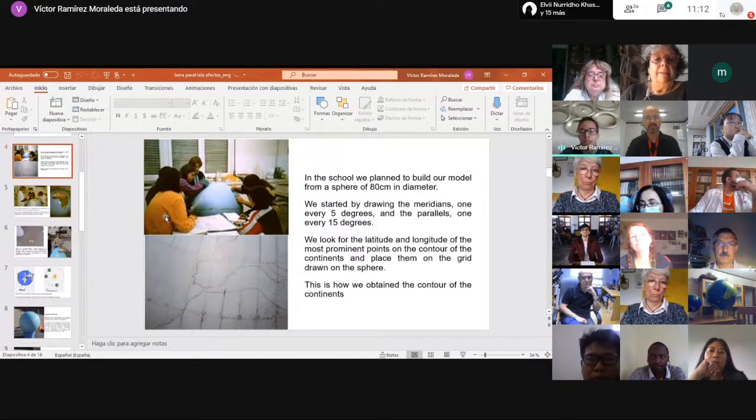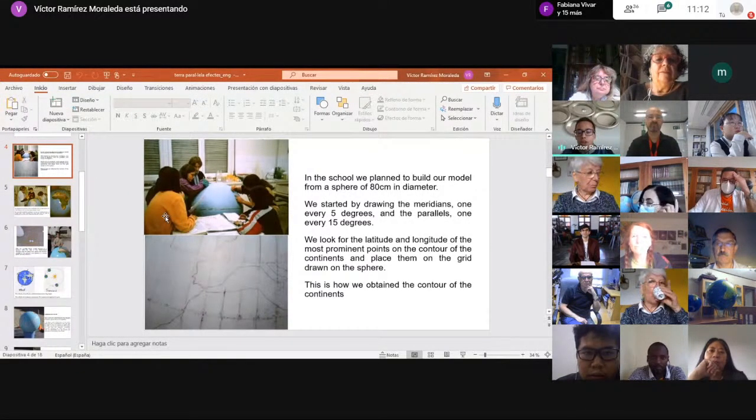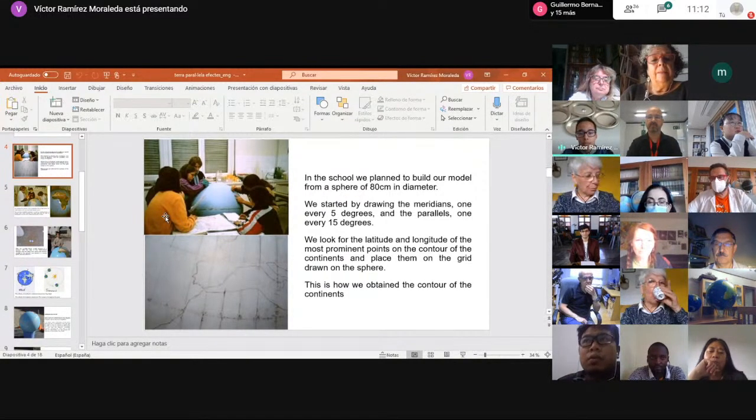This activity started 20 years ago, and with 11, 12 year old students, we start by drawing the meridians, one every 5 degrees, and the parallels, one every 15 degrees.